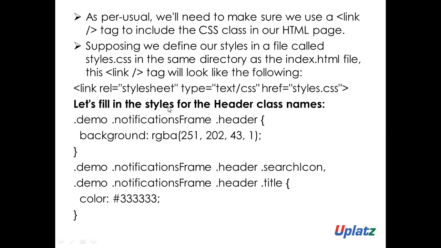So let's fill in style for the header class names. .demo .notification .header, my background color would be rgba(251, 202, 43, 1). And for .demo .notification .header .search-icon, you can write your class name like this. For all these classes, this would be my color. So this is like a separate CSS file I have.